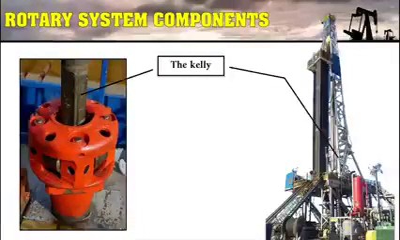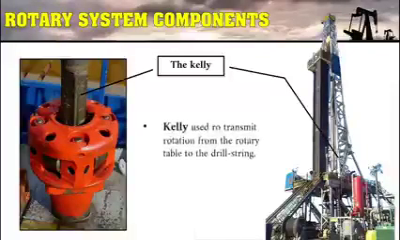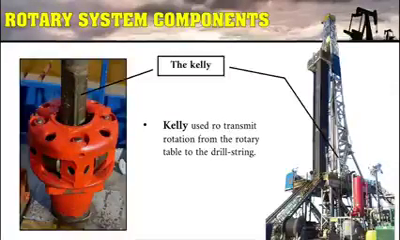The next part of the rotary system is the Kelly. A Kelly is the first section of pipe below the swivel. It is normally about 40 feet long and has an outer hexagonal cross section. It must have this hexagonal or sometimes square shape to transmit rotation from the rotary table to the drill string.